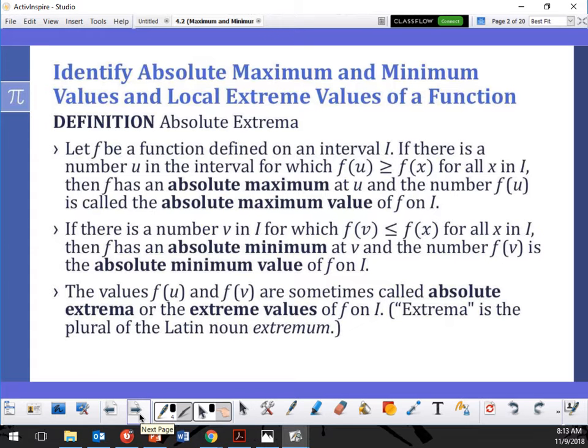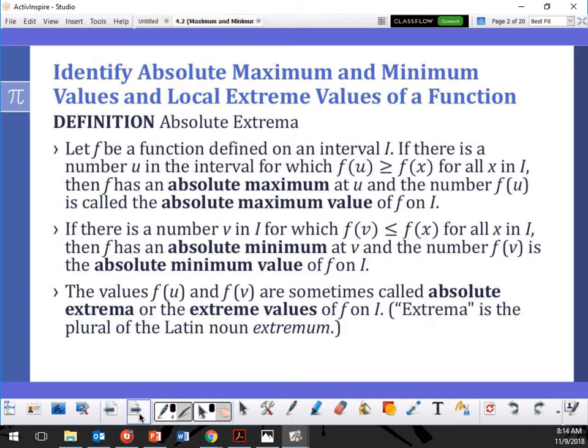Okay, absolute extrema. Let f be a function defined on an interval I. If there is a number u in the interval for which f of u is greater than or equal to f of x for all x in I, then f has an absolute maximum at u, and the number f of u is called the absolute maximum value of f on I. That makes sense?